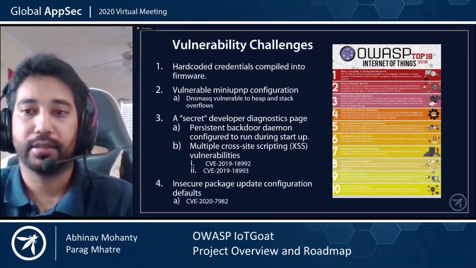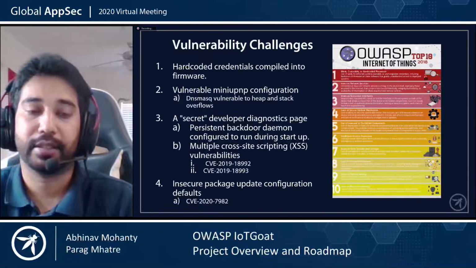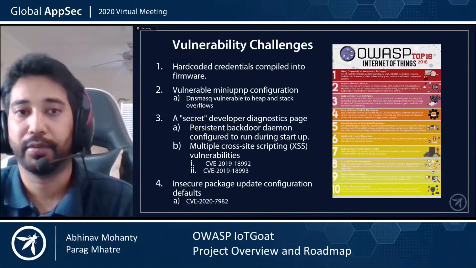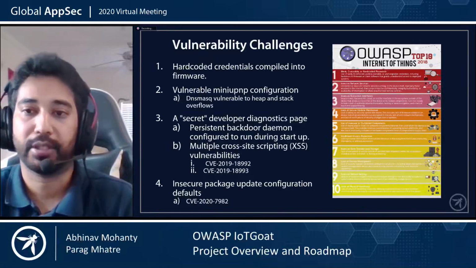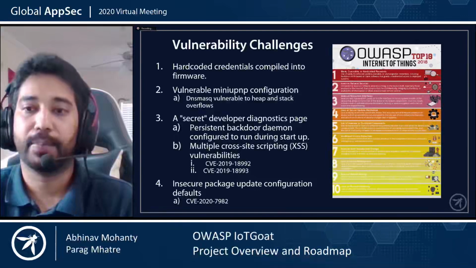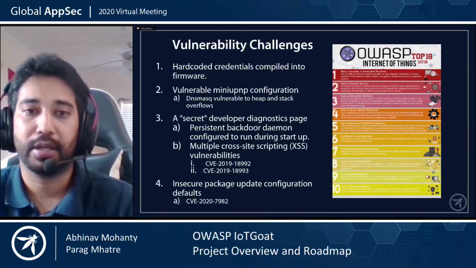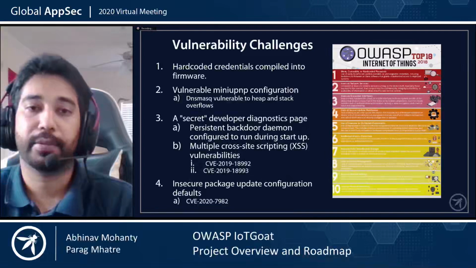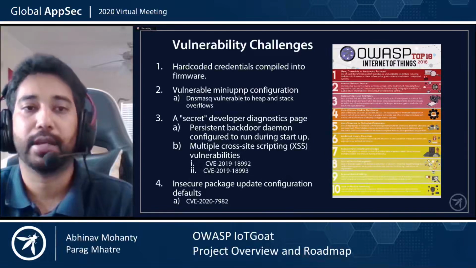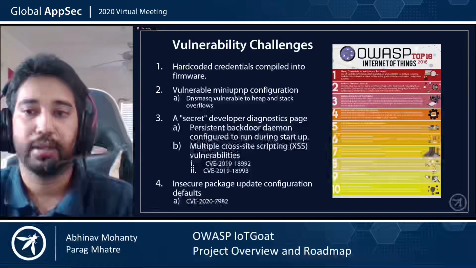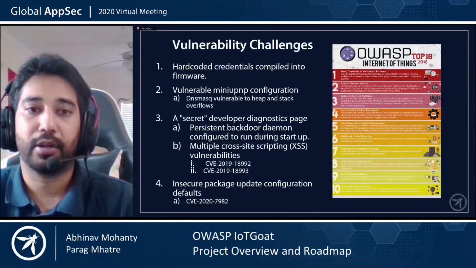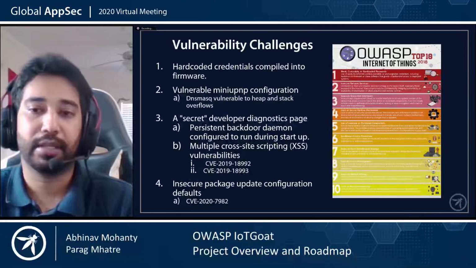IoTGoat also contains a secret developer diagnostics page that can be used to obtain useful information about the router that can be used in exploits. It contains a persistent backdoor daemon that is configured to run each time the router restarts. It also contains multiple cross-site scripting vulnerabilities that can be exploited to hijack the entire browser. The package update configuration on IoTGoat has also been made insecure and can lead to man-in-the-middle attacks, which can further lead to injection of arbitrary package payloads.